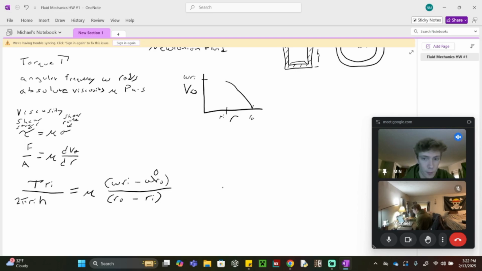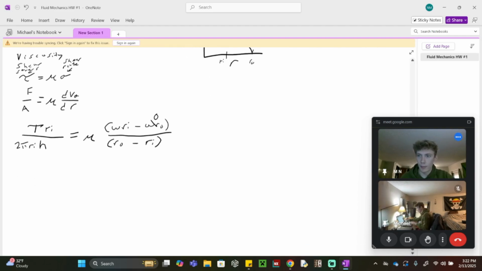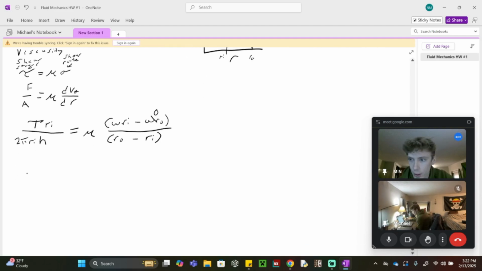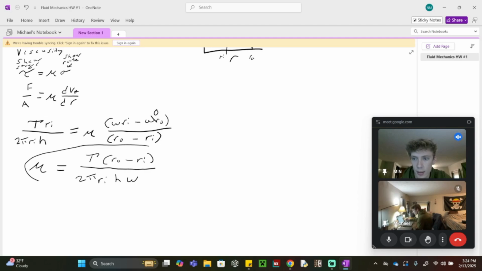And now we can solve for our absolute viscosity. So the expression we end up getting is our absolute viscosity is equal to our torque multiplied by our outer radius minus our inner radius, over 2 pi inner radius height times angular velocity. And this is our expression for the absolute viscosity of a Newtonian fluid.